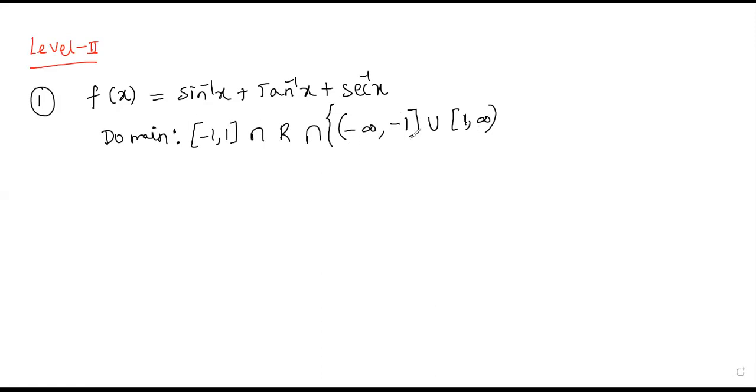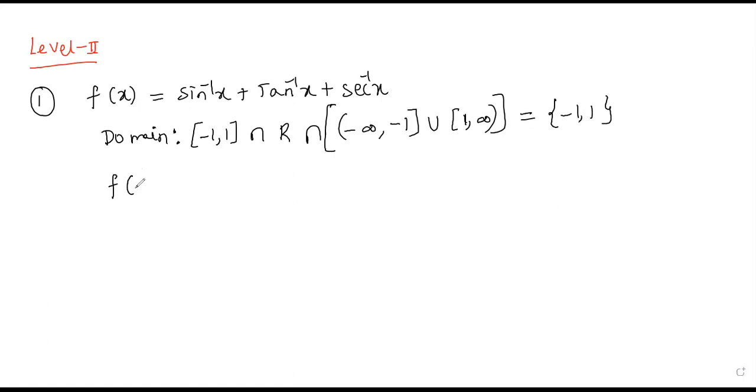So for all these three intervals, what are the common points? Minus 1 and 1. So remember, all the 6 trigonometric inverse functions are defined only at minus 1 and plus 1. So then the range contains f of 1 and f of minus 1.